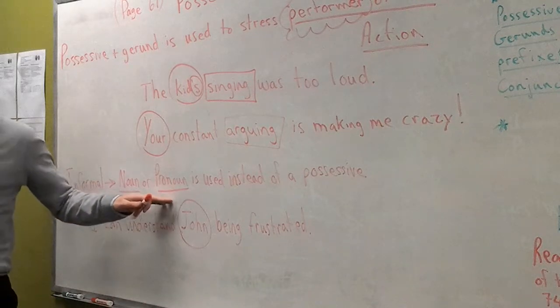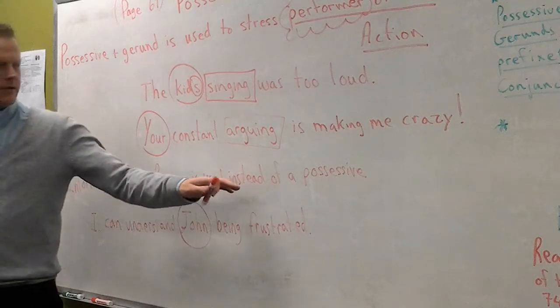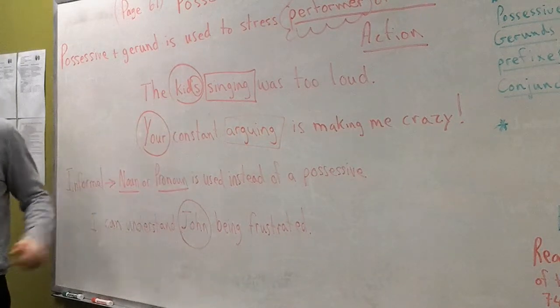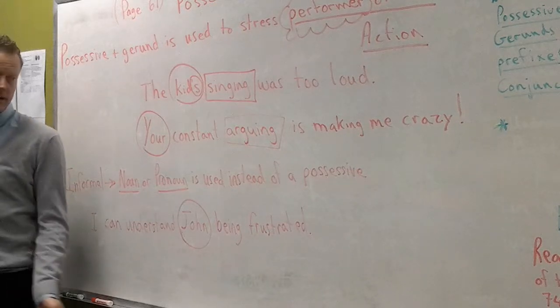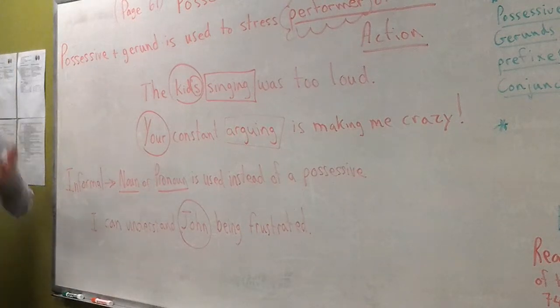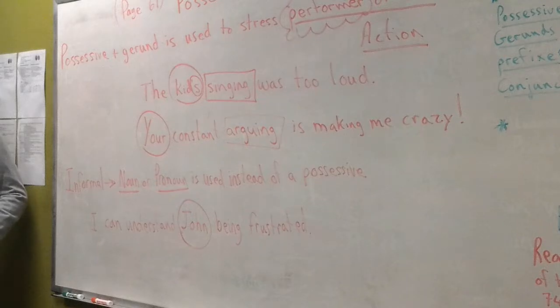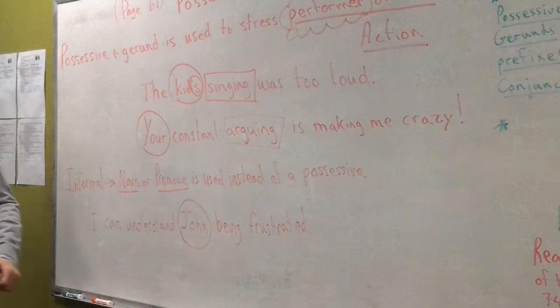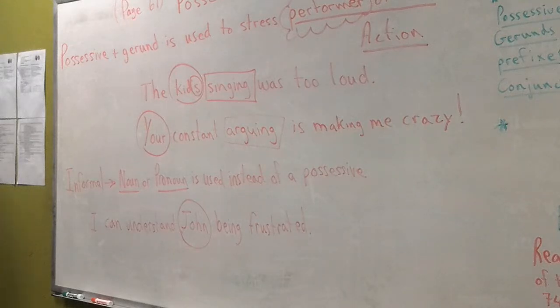And then finally, they make a note on page 61 that in informal English, oftentimes a noun or a pronoun is used instead of a possessive. So instead of putting your or kids', they just put a regular pronoun or even just a regular noun. Example, Musab, will you read this sentence? I can understand John being frustrated. And in this situation, where's the noun? They got rid of the possessive and just put the noun in there. I circled it for you.